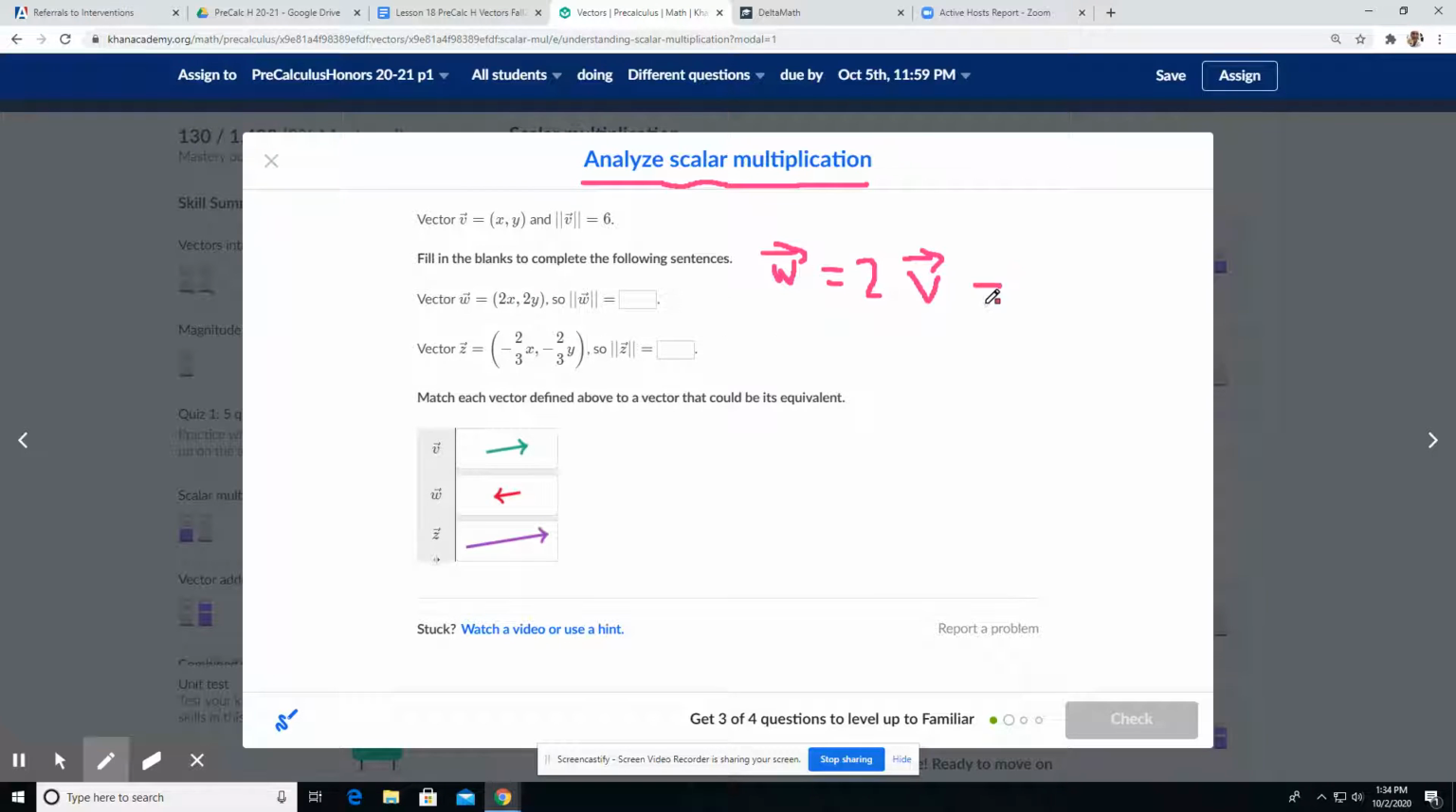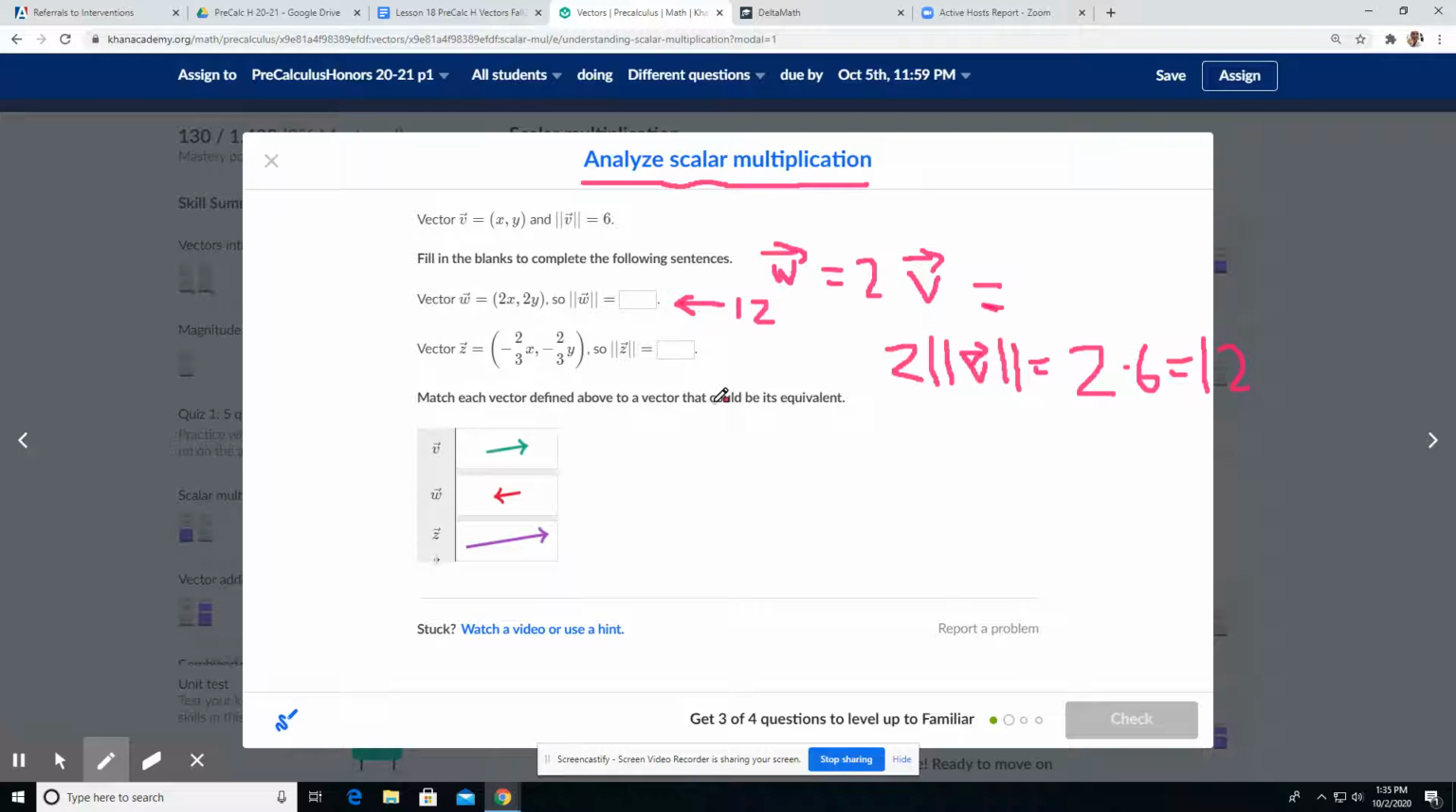Well, the magnitude is 6 on vector v. So 2 times, and we would just multiply it. So 2 times the magnitude of vector v would just be 2 times 6. And 2 times 6 is 12. So this one looks like it's a 12 here.